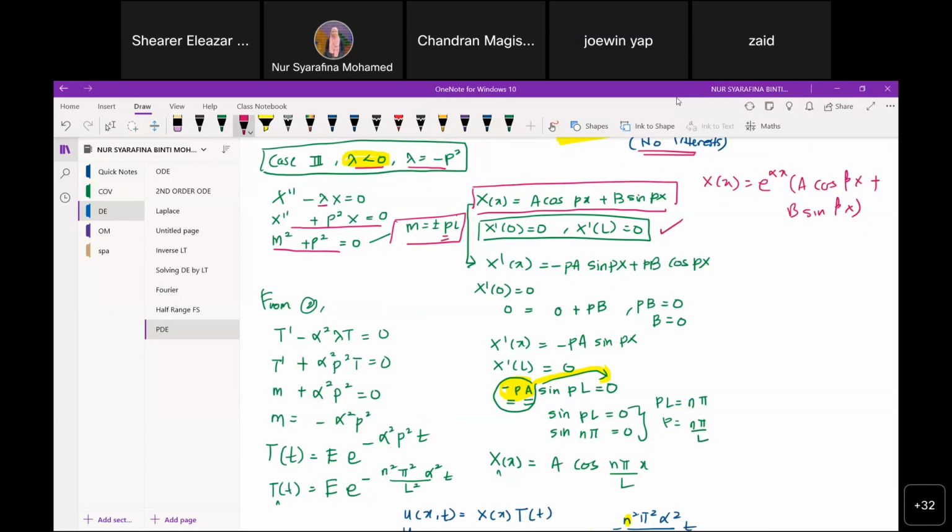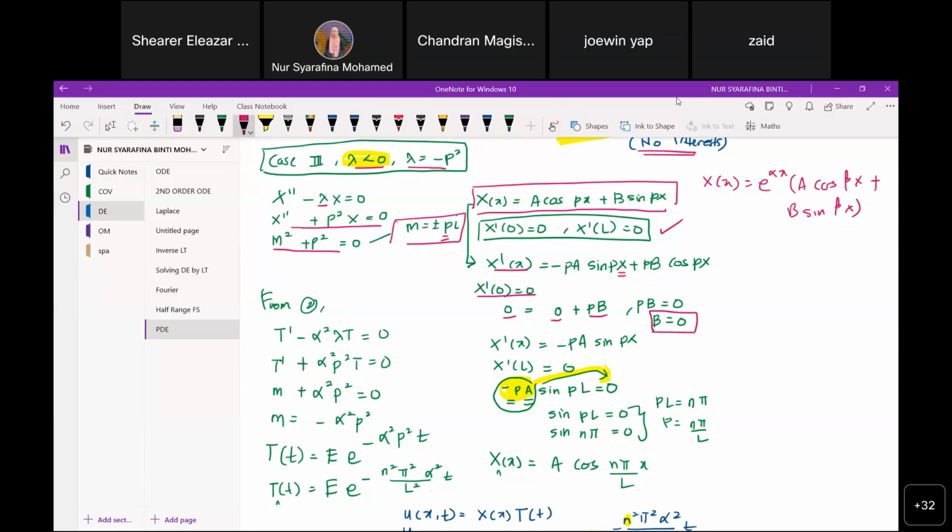We have to have x prime. So we differentiate x, which will give you negative pa sine px plus pb cos px. Apply the condition x prime 0 equals to 0. So substitute x here with 0. Sine 0 is 0, cos 0 is 1. So pb equals to 0. So from here, we can have b equals to 0.